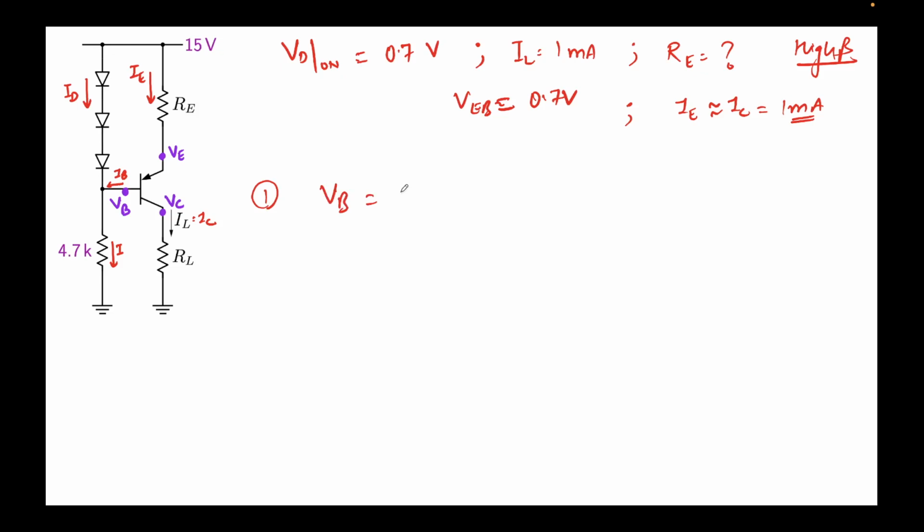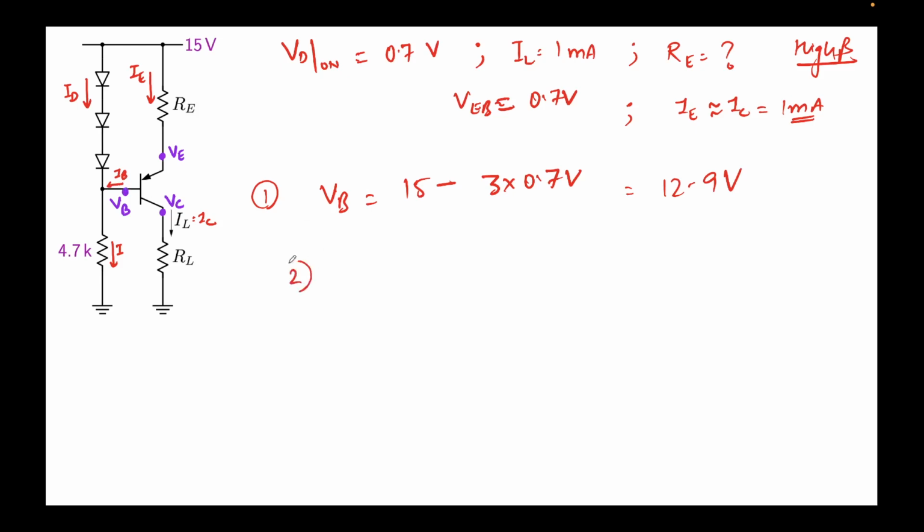VB can be written as 15 minus 3 times 0.7. How am I writing that? There will be a drop of 0.7 here, a drop of 0.7 here, and a drop of 0.7 here. So 15 minus VB is 3 times 0.7, or you can write VB equals 15 minus 3 times 0.7. This will come out to be 12.9 volts.